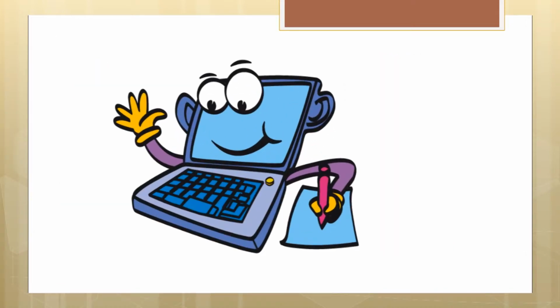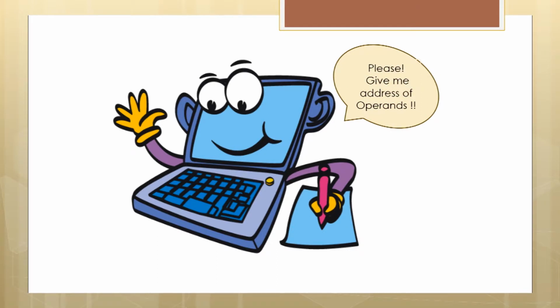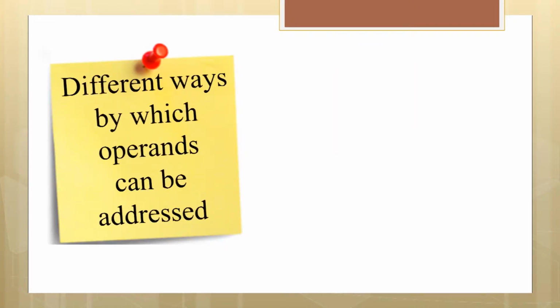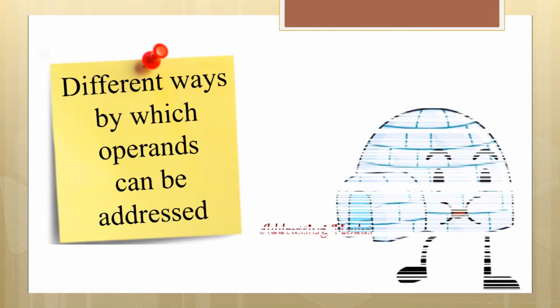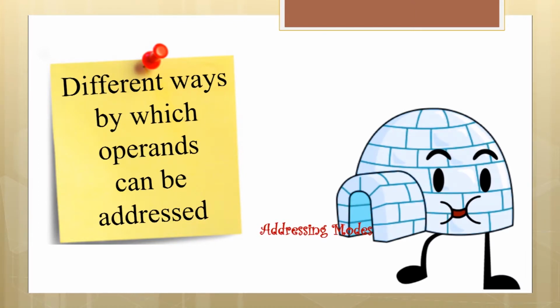Similarly, a computer needs some address to access operands so that an operation can be performed. So, the different ways by which operands can be addressed are known as addressing modes of instructions.